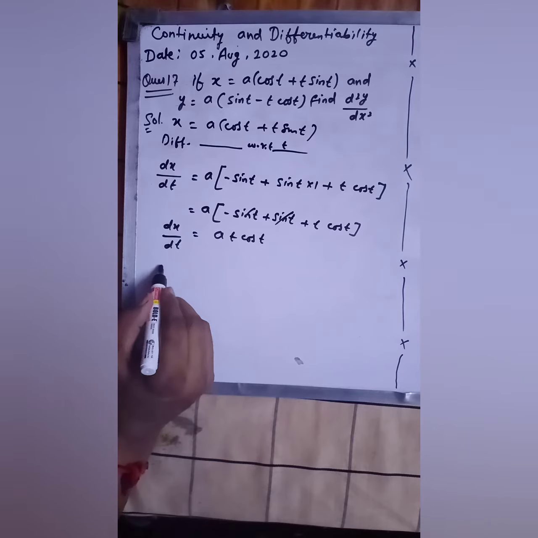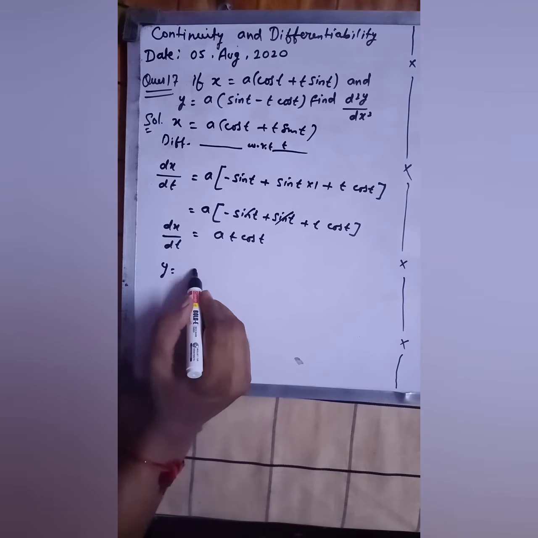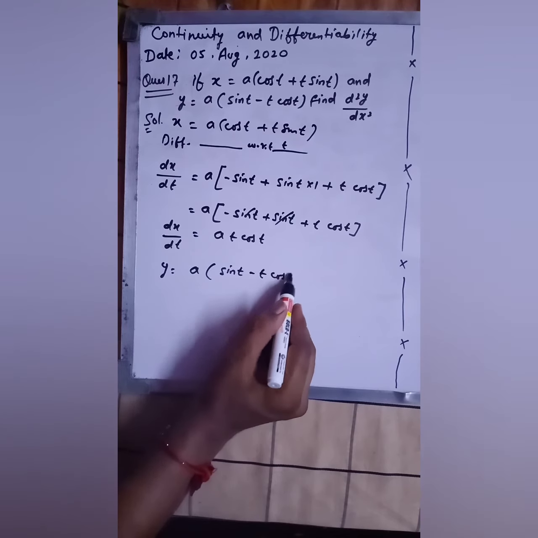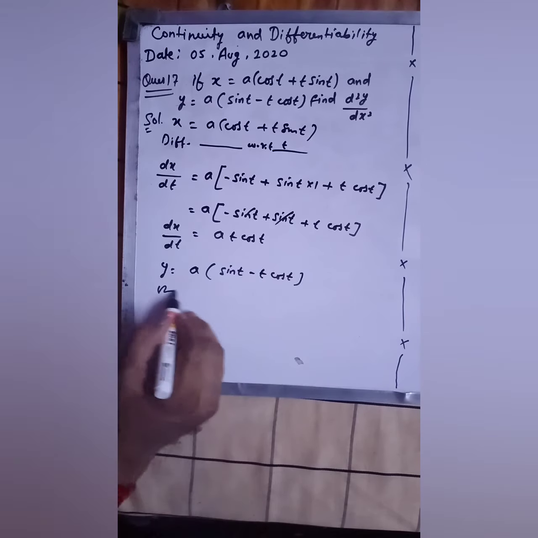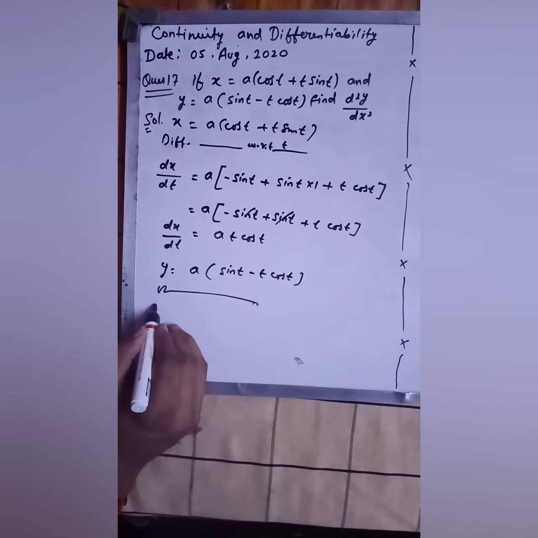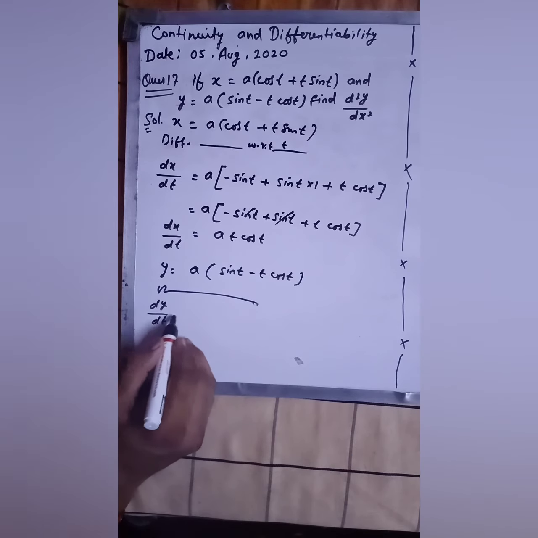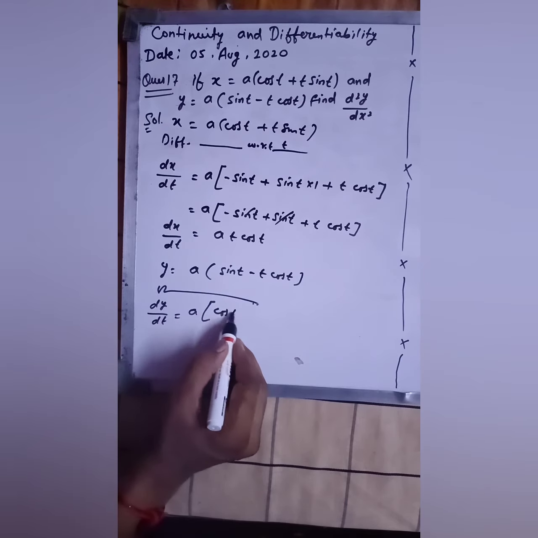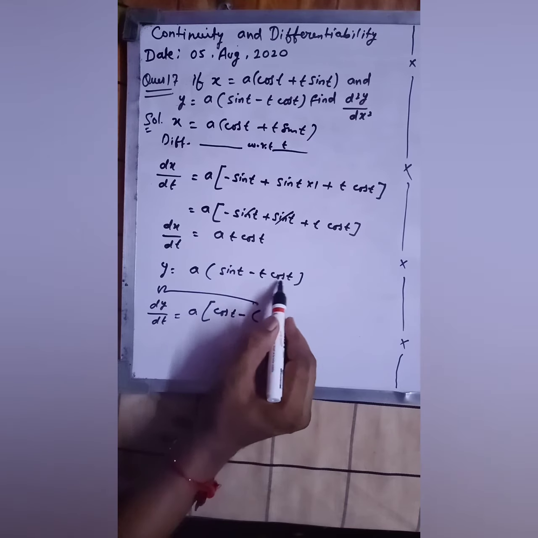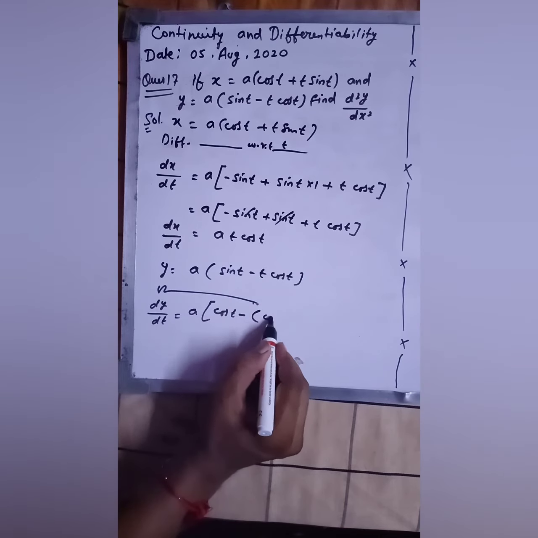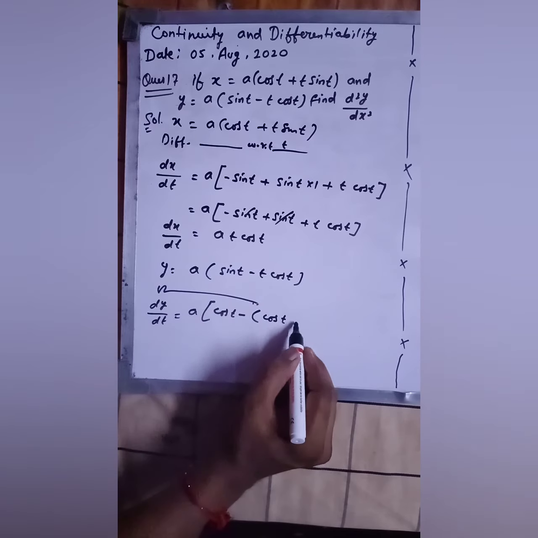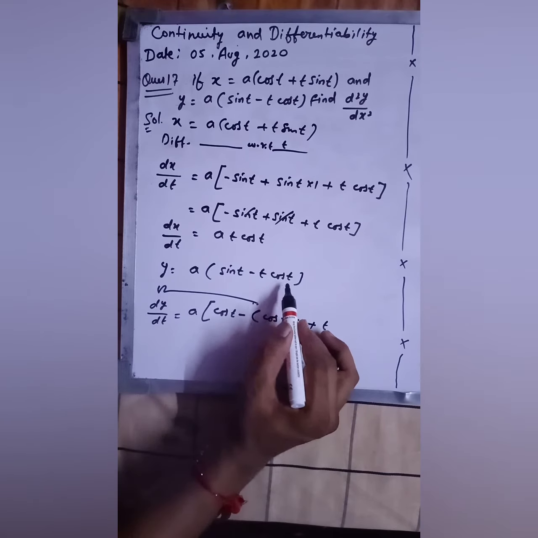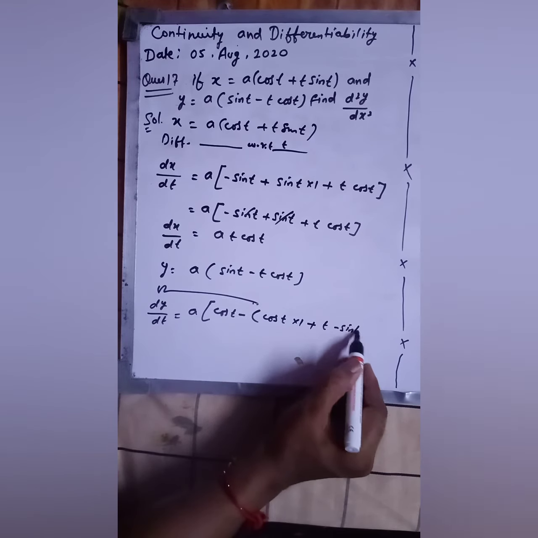Now I'm copying y. So y is given, y is equals to a (sin t minus t cos t). Again you have to write, differentiating both sides with respect to t. You will get dy by dt equals a outside, and the derivative of sin t would be cos t, minus, here you have to apply the product rule. First cos t will remain the same, the derivative of t would be 1, plus your t will remain the same and the derivative of cos t would be minus sin t.